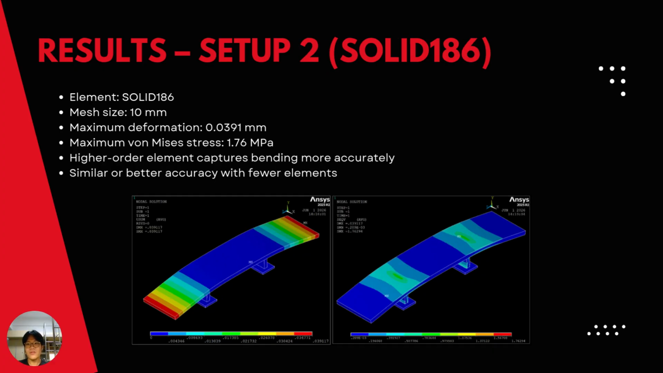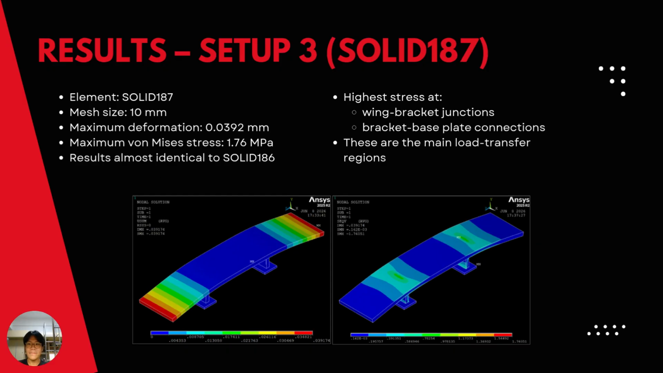For setup 2, using Solid186 with a 10 millimeter mesh, the maximum deformation was 0.0391 millimeter and the maximum von Mises stress was 1.76 megapascal. Even though the mesh was coarser, this higher-order element captured the bending behavior more accurately. This shows that accuracy depends not only on mesh size, but also on the quality of the element formulation.